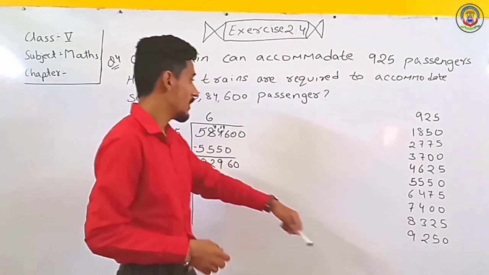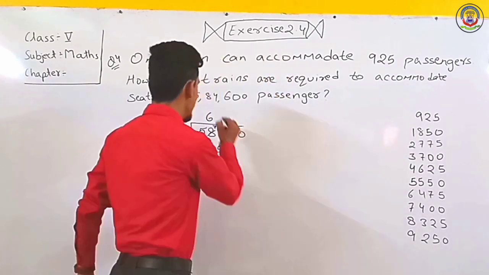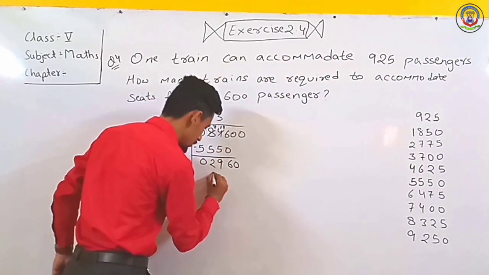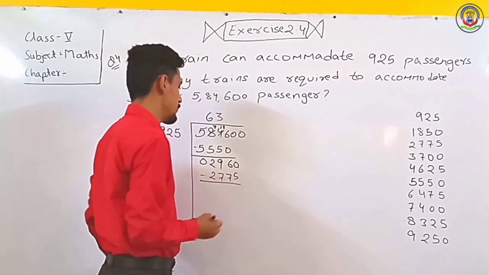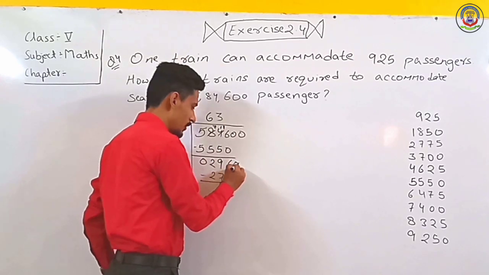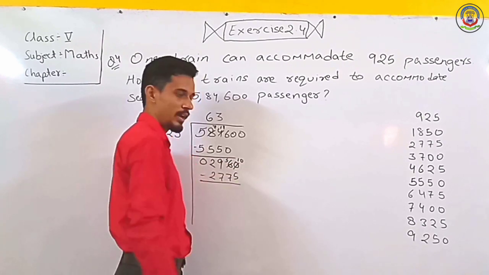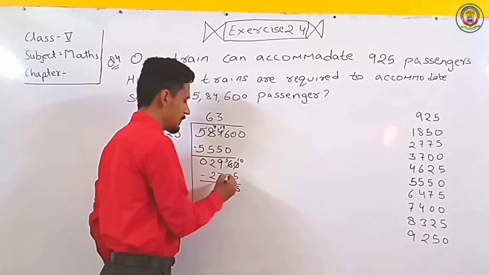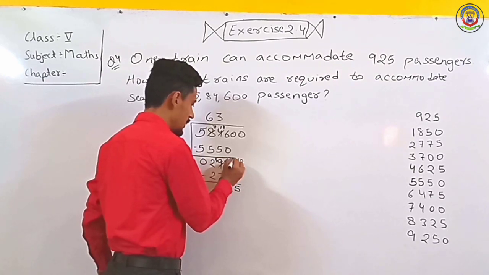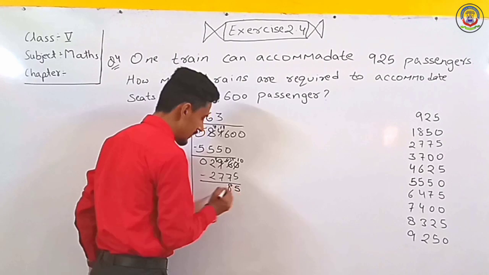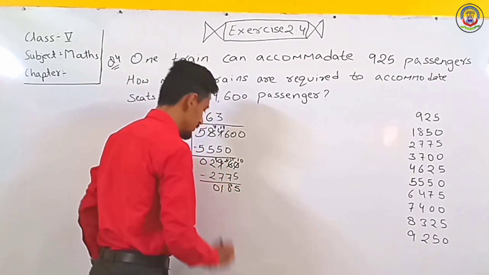Let's check there. Here it is 2775. So 1, 2, 3. It is in 3 times, that is 2775. Now we have to subtract. So as we know it cannot subtract 5, so we take a borrow. This becomes 5. 10 subtract 5 is 5. 5 subtract 7 again not possible, so we borrow. It becomes 8 and it becomes 15. Now 15 subtract 7 is 8. 8 subtract 7 is 1 and 2 subtract 2 is 0.